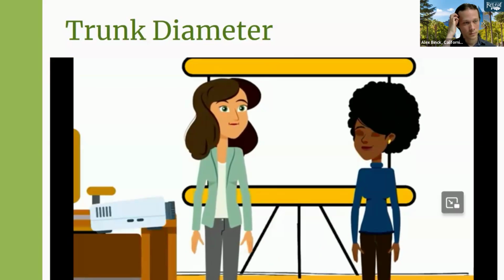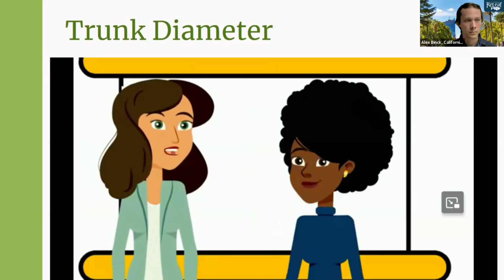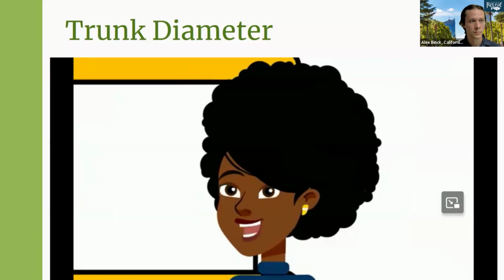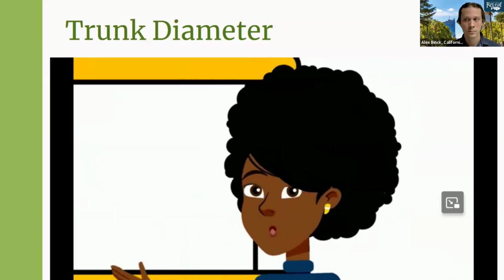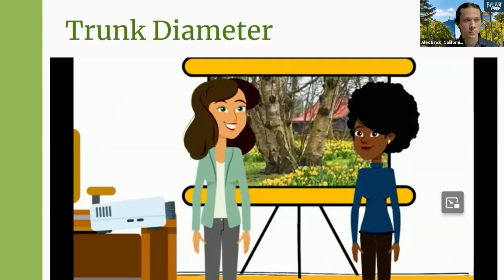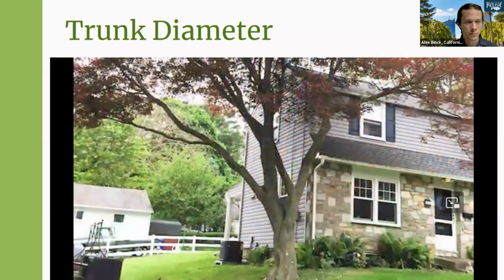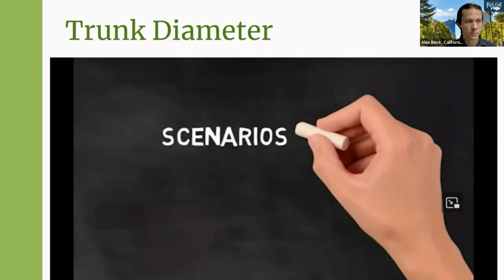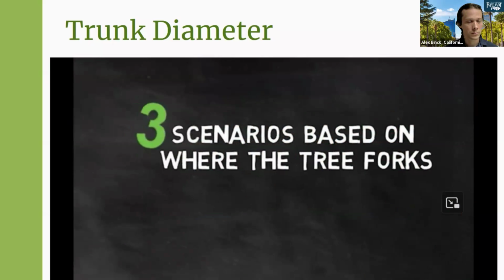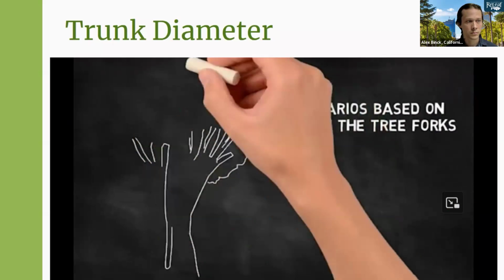Yep. So I think we've covered single stem trees pretty well. Do you ever encounter multi-stem trees? I'm not sure. What exactly are multi-stem trees? Those are basically trees that don't have a single trunk. These trees seem like a pain to measure. Yeah, they can be, but let's try to simplify things. There are 3 scenarios which differ based on where the tree forks.